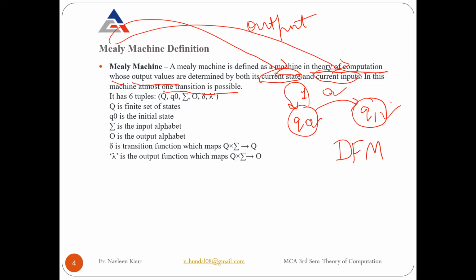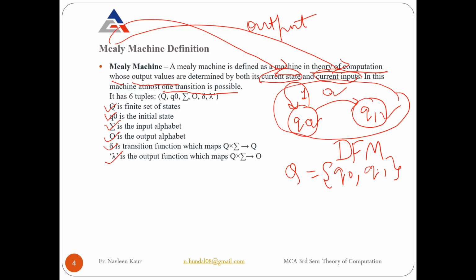Okay, so it has 6 tuples. If you define it on the basis of tuples, I have explained it earlier also. It is represented by these 6 symbols. Capital Q represents how many states your machine has. If I talk about this particular machine, here Q is equal to 2 states, Q0 and Q1. Then Q0 is the initial state. If I put an arrow like this, here this is my initial state.